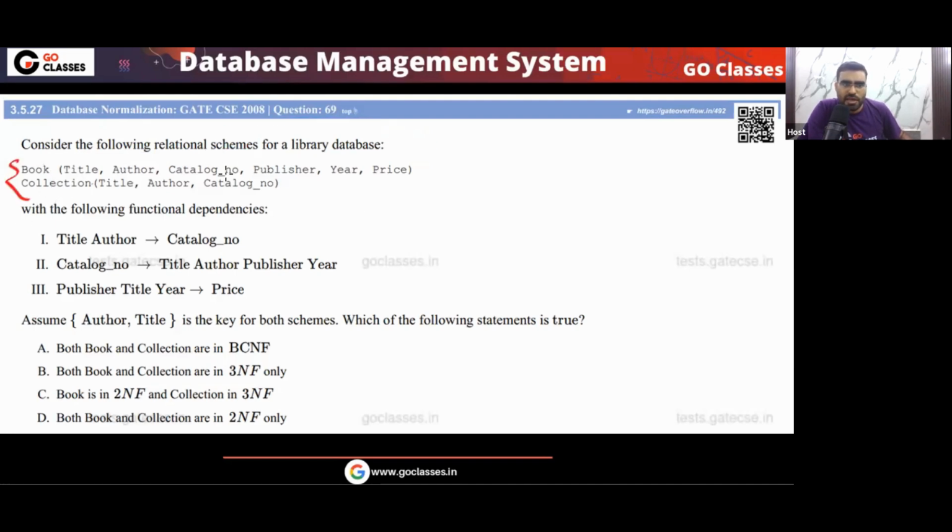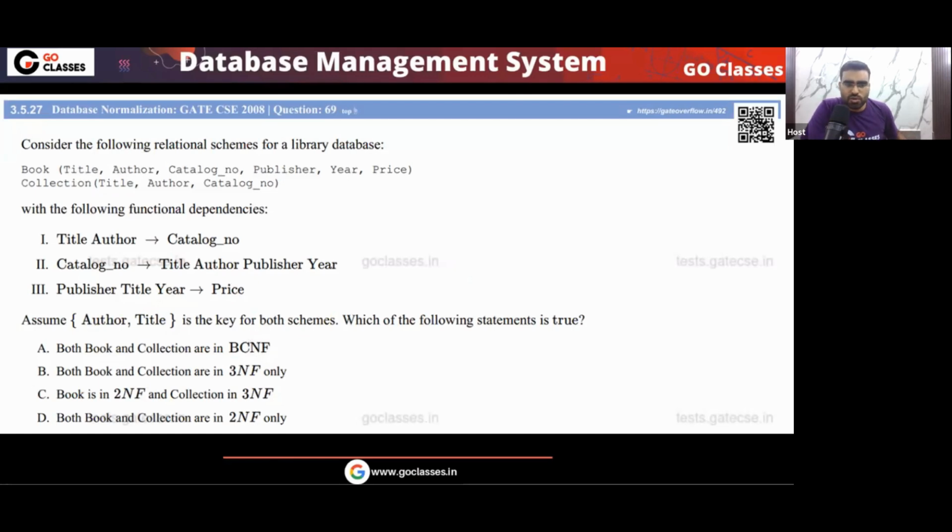Two tables are given to you, two relations are given to you. One is book, another is collection, and these are the functional dependencies. Assume author comma title is the key for both schema. This author comma title is the key for both the schema. Which of the following are true? Are they in BCNF, 3NF, 2NF?